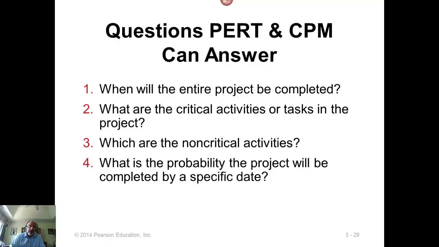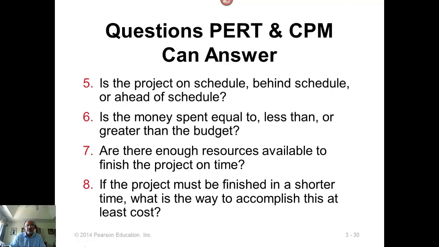Then what is the probability of the project being completed on a specific date? This 4th question is specific to PERT. CPM doesn't deal with probabilities. Is the project on schedule, behind schedule, or ahead of schedule? Is it within budget, on budget, or over budget? Are there enough resources available for the project to be completed on time? And then the 8th question is whether we can finish the project in an earlier time if we can provide additional funds. Of course, the 8th is only for CPM and not for PERT.